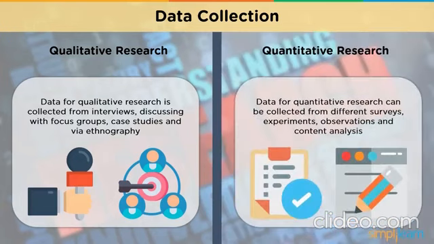The data for quantitative research can be collected from different surveys, experiments, observations, and content analysis. Surveys typically contain a list of closed or multiple choice questions that are distributed to a sample. With online survey tools becoming more available with advanced features these days, more researchers are adopting web-based survey collection for quantitative research. An experiment is a type of research method in which you can manipulate one or more independent variables and measure their effect on one or more dependent variables.